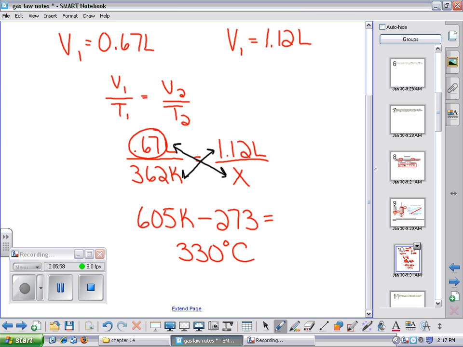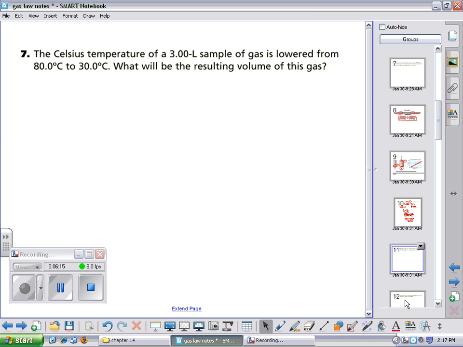degrees Celsius. It's up to you whether you want to change the temperature to Celsius or keep it in Kelvin. This particular problem told you to change it to Celsius, so we had to. If it doesn't say to, then I wouldn't worry about changing it back. All right, let's try this problem.